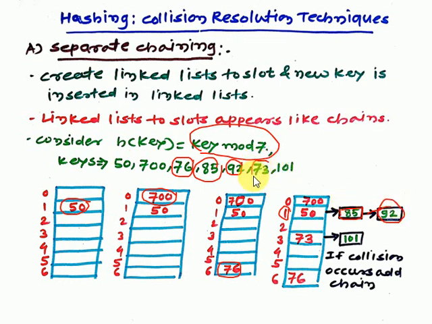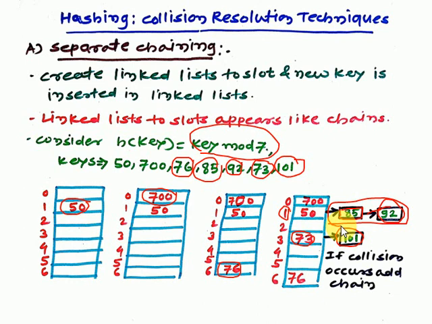Then there is 73. 73 mod 7 gives 3, so at the third index 73 will get inserted. After this there is 101. 101 mod 7 again gives 3. At the third index there was already 73, so a collision occurs and 101 gets attached after 73. Since this structure looks like a chain, that's why it is called the separate chaining principle.